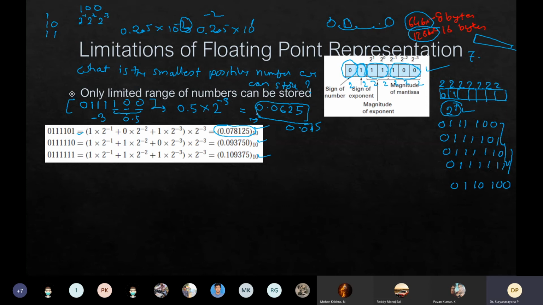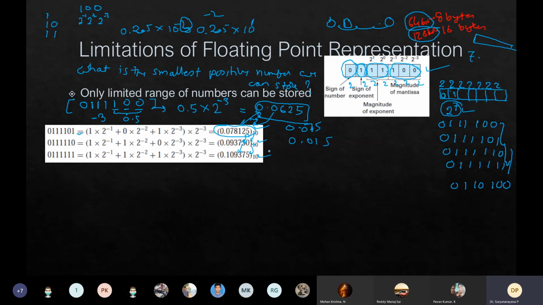There is a range of numbers between these two. There is a gap. Any number in that gap cannot be stored in this computer. Again, there is a gap between these two. There is a gap between these two. That gap is, I think, 0.015 or something. It is the same. The same gap is between these two. The same gap is there between these two.